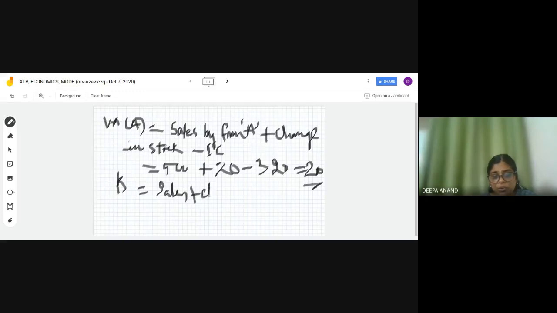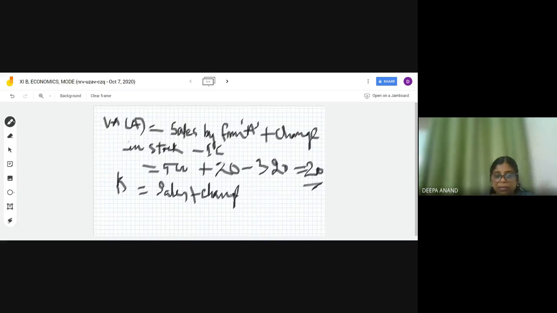So change in stock is not given. In the case of firm A, change in stock was given. See how the question is different? Here, change in stock is not given, but you are given the details. That is, closing stock and opening stock are given.